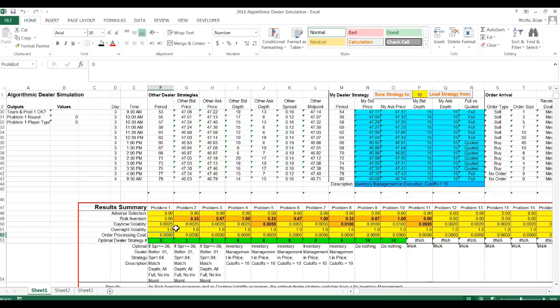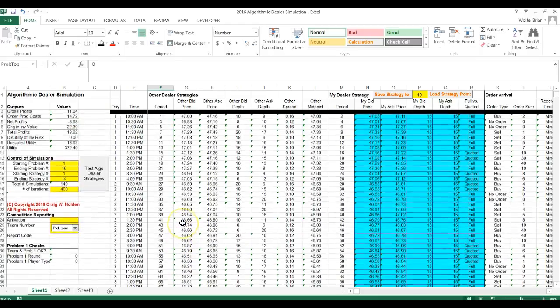So if we said volatility is really high, so overnight volatility especially, we're going to put a really big number in this overnight volatility. So for problem number one, we're going to try and imagine what do we do when overnight volatility is really high. But that might depend on how risk averse we are or whether we expect some kind of adverse selection. So we're going to have to change all these different numbers and poke around.